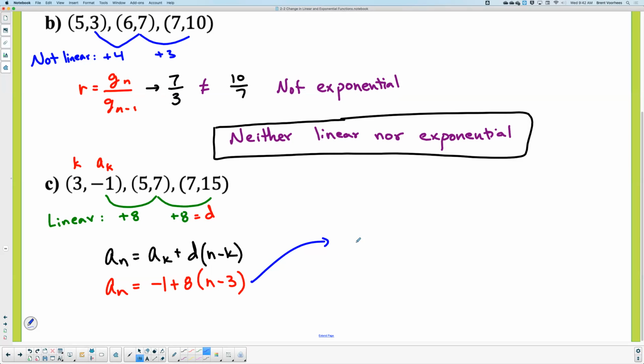I'm going to simplify this. When I simplify it, I'll also change it to a function. So I'm going to say f of x equals, instead of 8n, I'm going to write it as 8x. So think with me here. We know that's 8n. What is 8 times -3? -24. And that's got to combine with the -1. What's -1 and minus 24 more? Minus 25. That would be my equation right there.